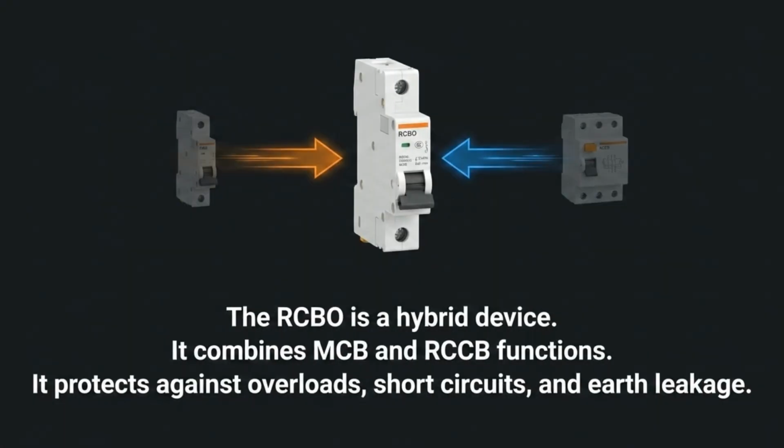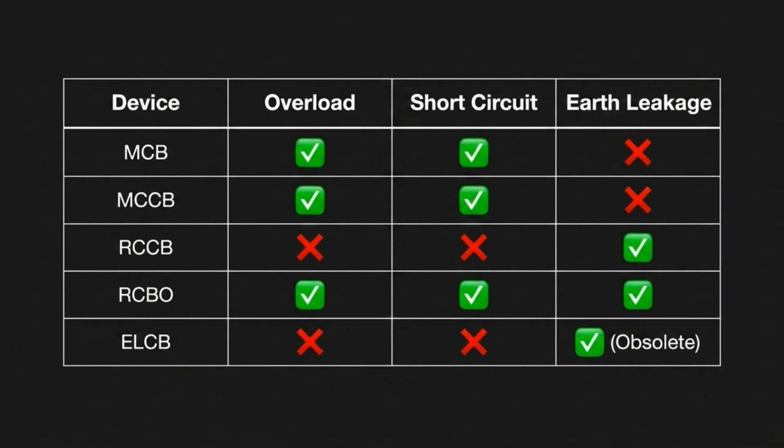If you need total protection, consider the RCBO. This hybrid device combines the functions of an MCB and an RCCB, guarding against overloads, short circuits, and earth leakage simultaneously. Here is a quick summary of what each device handles. Note that only the RCBO covers all three common electrical faults effectively.